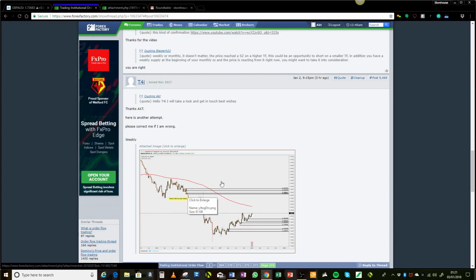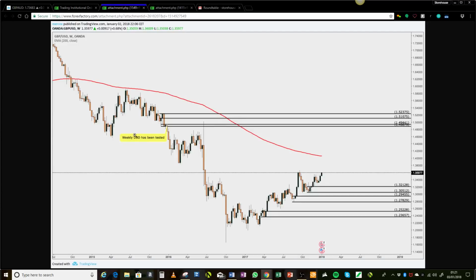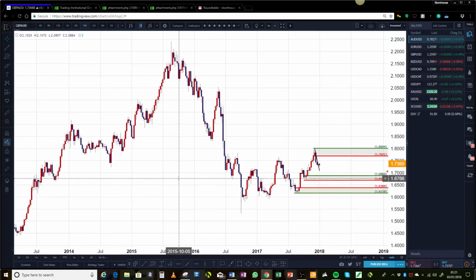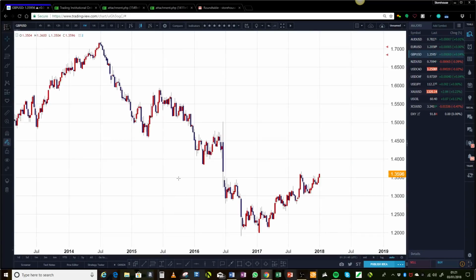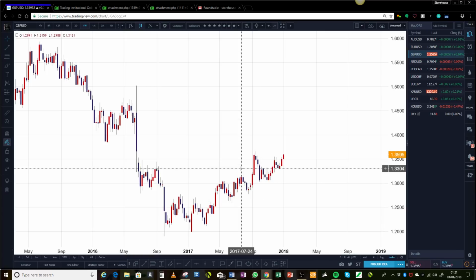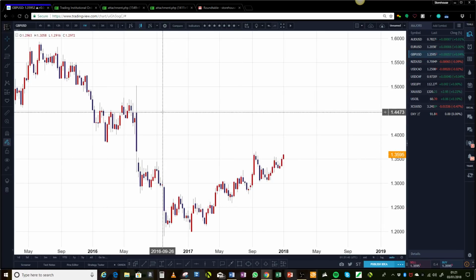Let's see what you got on the pound US dollar. Weekly drop base drop has been tested. So yeah, that level is okay. That one's better. That one's okay. Just check it hasn't been tested. In the way you draw this zone on the pound US dollar, it's a bit tight there. If we go to the pound US dollar, we're talking about this zone.